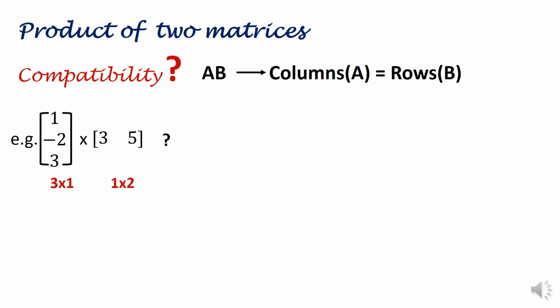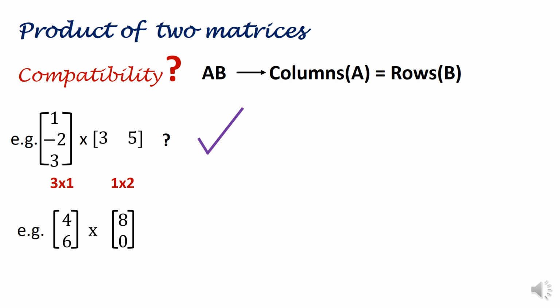You find that the number of columns of the first matrix is exactly equal to the number of rows of the second matrix. That is, both of them contain 1 column and 1 row respectively. Thus, we can multiply them together. That means they are compatible for multiplication.